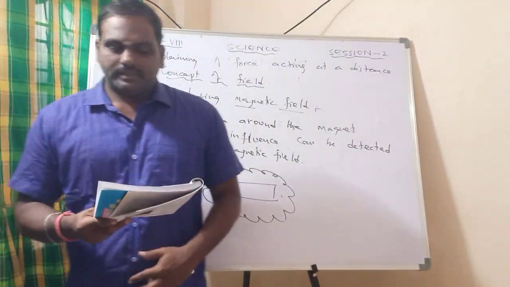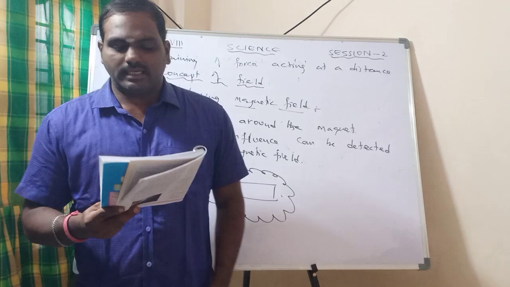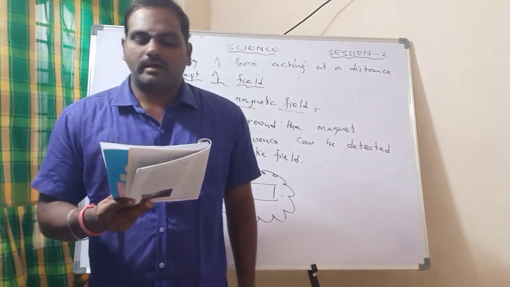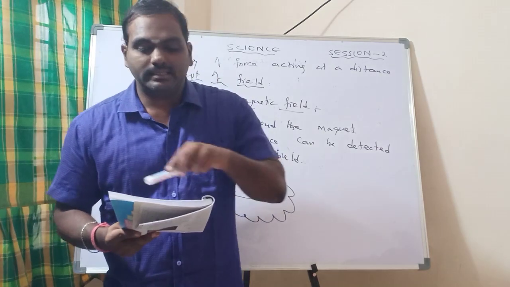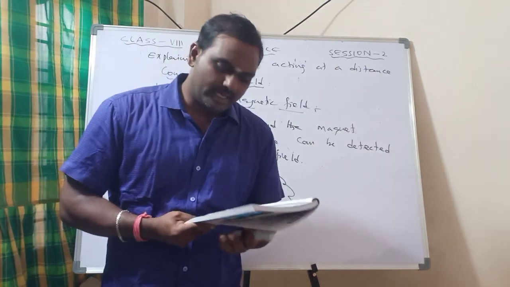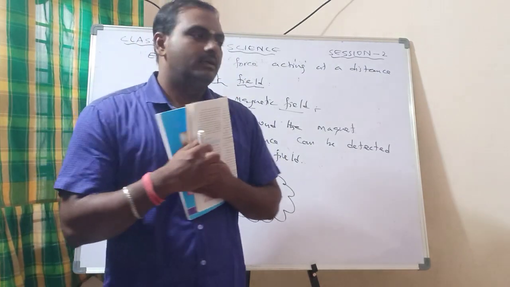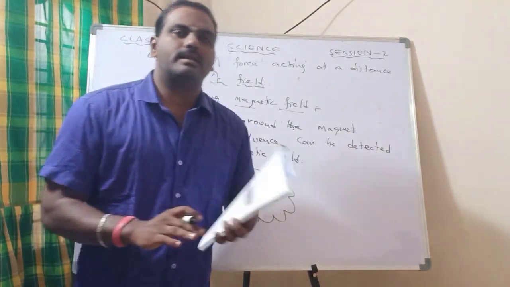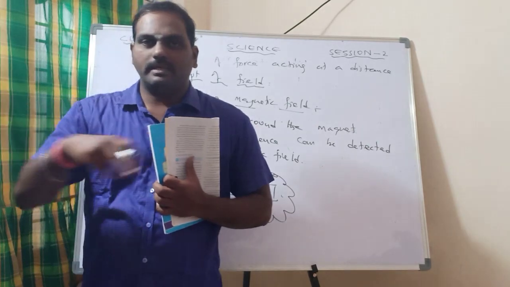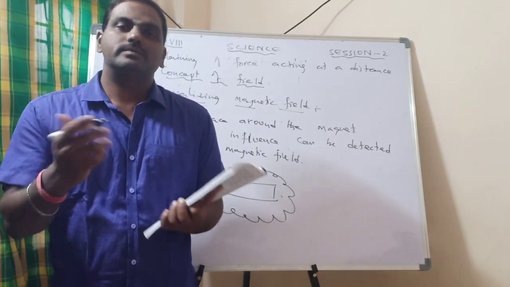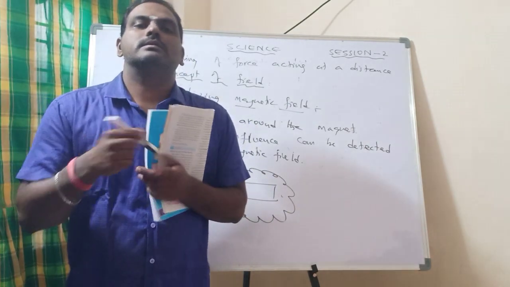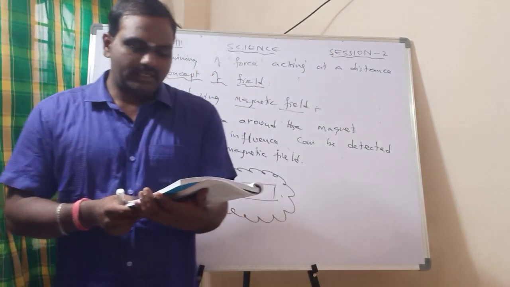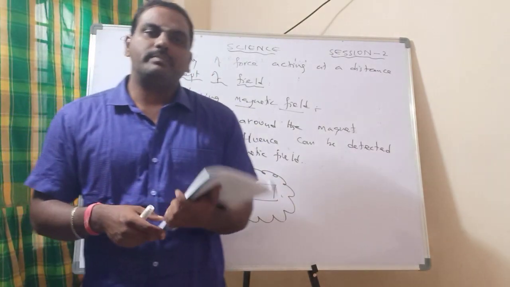Tap the table or the paper gently with a pen or pencil. What do you observe? Do you find any pattern of iron filings there? Pattern means any particular direction. Yes, we will find that. It will be the same as shown in the figure. It will arrange in a particular shape. Why? Because of that magnetic field. Rotate the magnet in different directions, do the same, and see how the pattern changes.